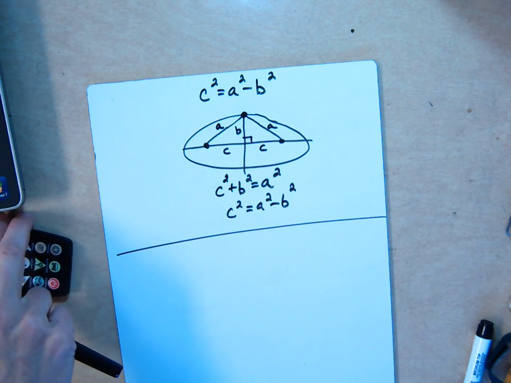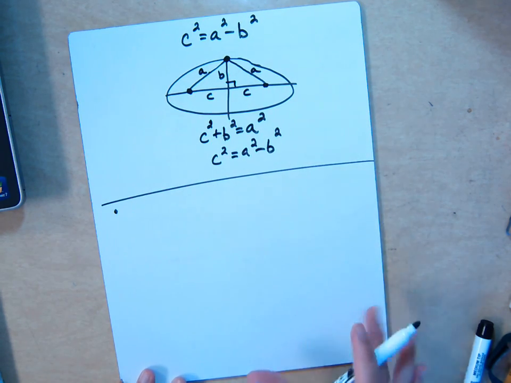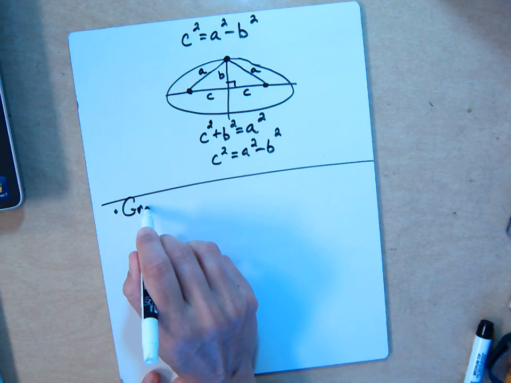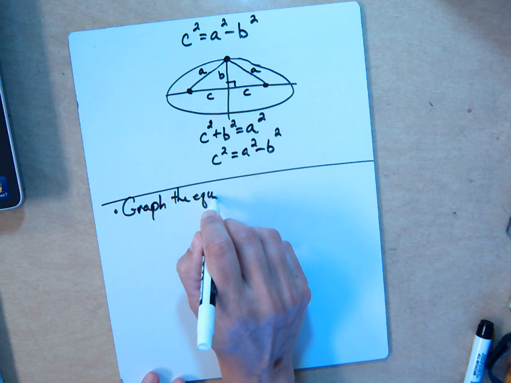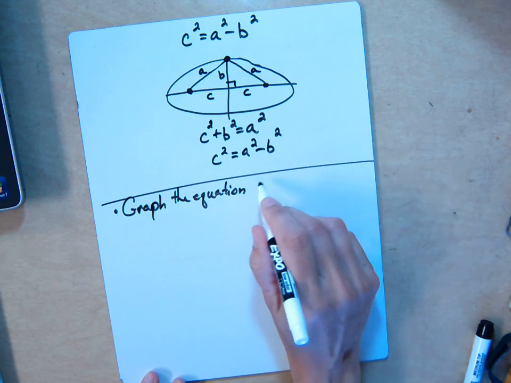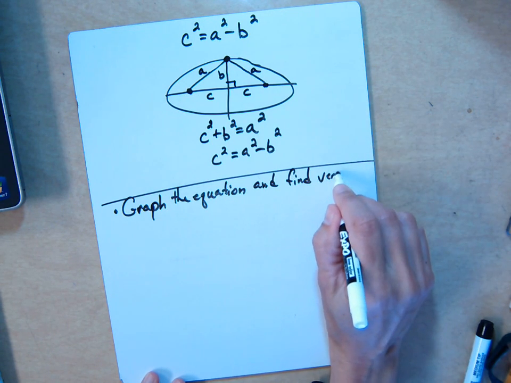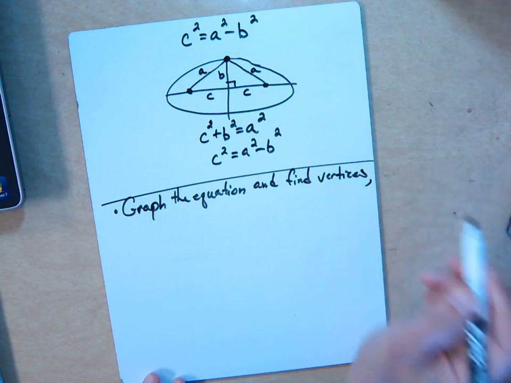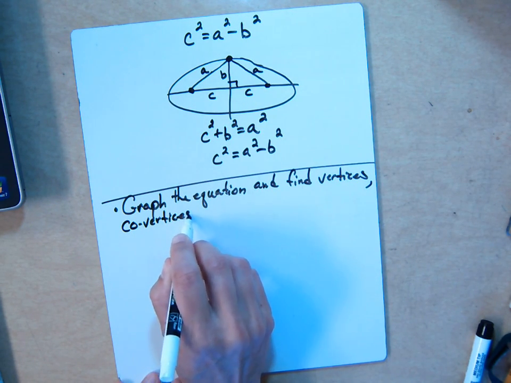So now let's do some examples of what you'll be doing in a second. Now you have all the pictures and formulas and vocabulary. So here's what a test objective would look like, and we'll do two examples. So graph the equation. And then you're going to find these things. You're going to find the vertices, which are along the major axis, the co-vertices, and the foci.